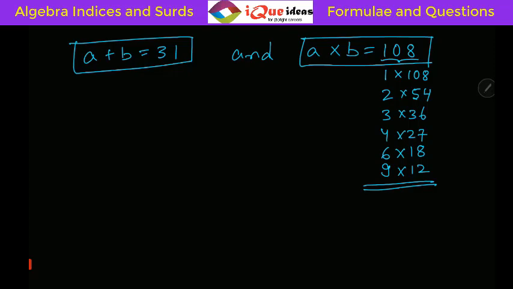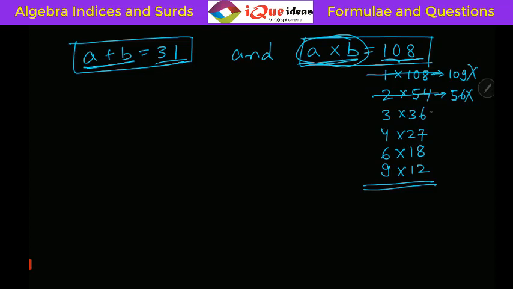Now we have already broken 108 into a product of two numbers, and we get possible values of a and b. The condition is that a plus b should be 31. So let's add here. 1 plus 108 is 109. Here we have 31, so this is not the correct possibility. 2 plus 54 will be 56. Again wrong because we want 31. So basically find that possibility where after addition you get 31.